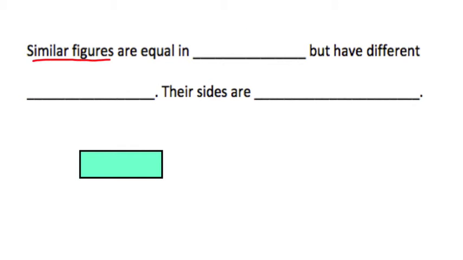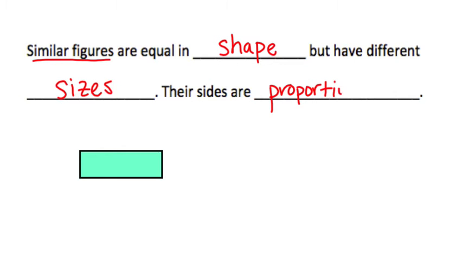So this is our focus for this video, and it just means that similar figures are equal in shape, but have different sizes. So same shape, just different size. And their sides are proportional. So here's what we mean by that.